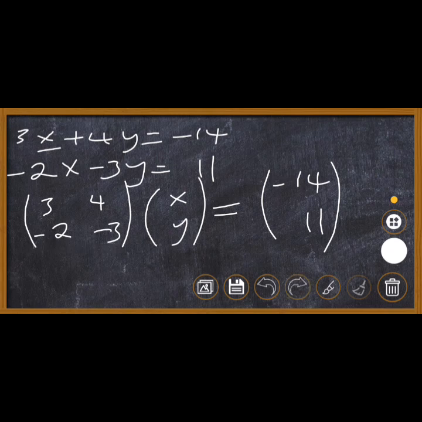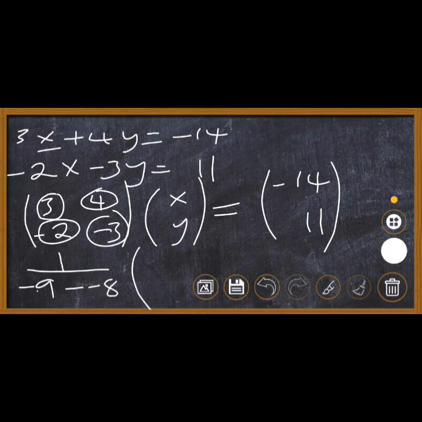So we know by now it's 1 over the determinant. The determinant is 3 multiplied by negative 3, which is negative 9, then minus negative 2 multiplied by 4, which is negative 8. Then here you write the opposite of this. So this negative 3 will come here, and then this 3 will come where? Will come here.